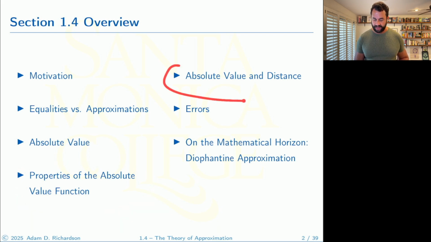Then we're going to talk about absolute value and distance. This is actually one of the more critical concepts from this section. You're going to need it a lot when you get into Calc 1, Calc 2, Calc 3, and beyond: the notion of absolute value and distance. Then we're going to discuss errors, because errors become an important point of focus in math and science. And then at the end, I'm going to leave you with a little taste of some intriguing mathematical ideas on the mathematical horizon. One of them is called Diophantine approximation.